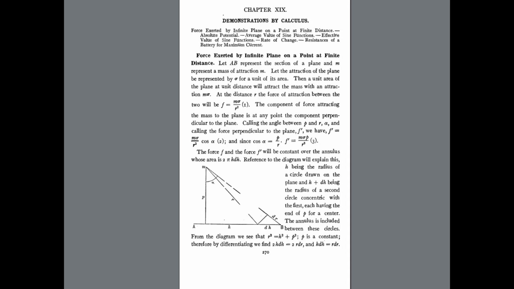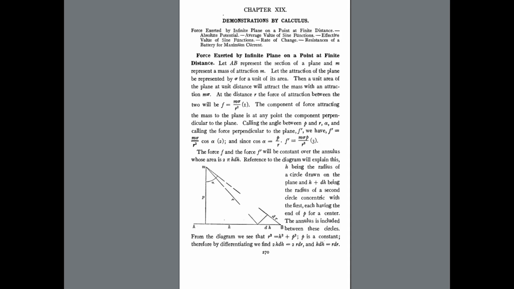Sloane differentiates this relation. Since p is constant, its differential contributes nothing. The differential relation therefore says 2r times dr equals 2h times dh. Dividing both sides by 2 gives r dr equals h dh. Sloane can therefore replace h dh in the expression for the annular area by r dr. The area of the annulus, originally 2 pi h dh, can consequently be written 2 pi r dr.